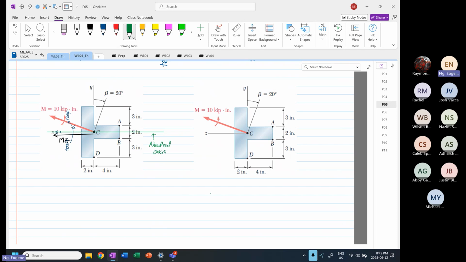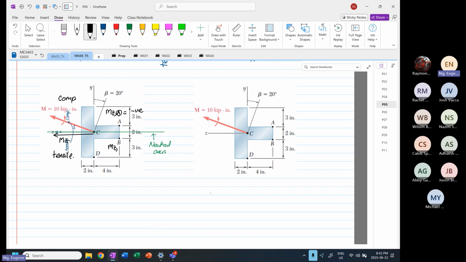And we know that anything at the top of the neutral axis for mz is compression. This is what? Tensile. So at point A, mz for point A is going to be in what? Negative compression.